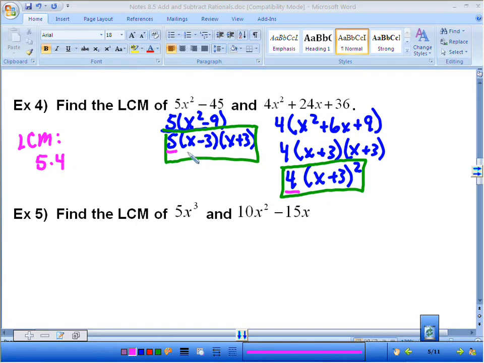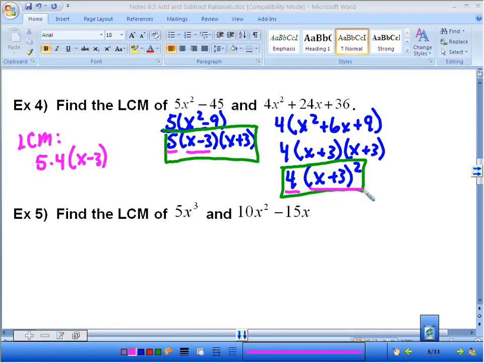I see that I have an x minus 3. I need one of each kind of factor. I don't have an x minus 3 over here, so I'll write our x minus 3 down. Now I have an x plus 3 here and an x plus 3 squared here.